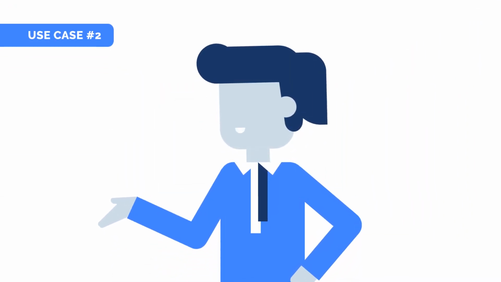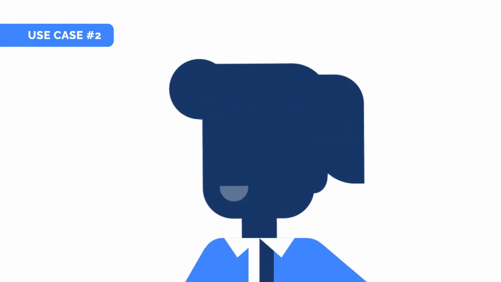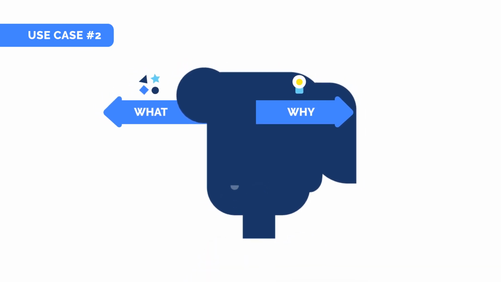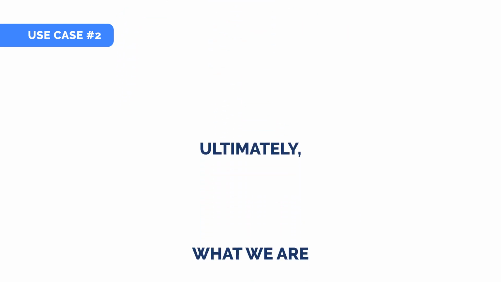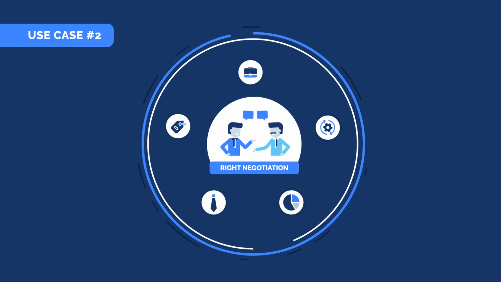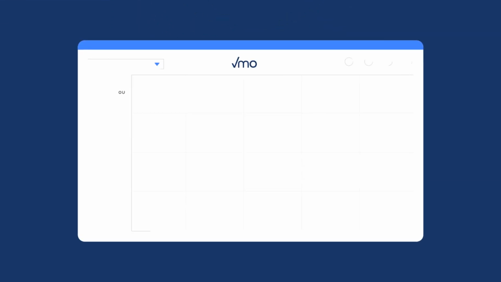The second use case, this helps us close must-win deals. And it does it because now the customer understands not only what they're buying, but why they're buying the various products and services and how they support the outcomes. Ultimately, what we're doing is setting up the right negotiation so that we can negotiate the right way. Let's now take a look at the platform.